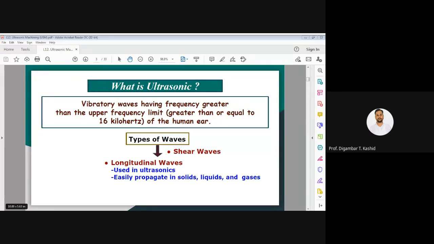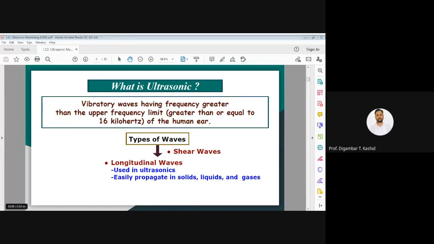As we know, ultrasonic means what? Ultrasonic is vibratory waves having frequency greater than the upper frequency limit of the human ear. Once again, ultrasonic is vibratory waves having frequency greater than the upper frequency limit of the human ear. Now, what is that upper frequency limit? It is greater than or equal to 16 kilohertz. If vibratory waves have more than that much frequency, we can call it ultrasonic.